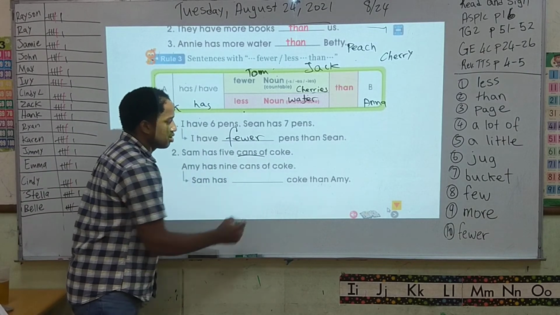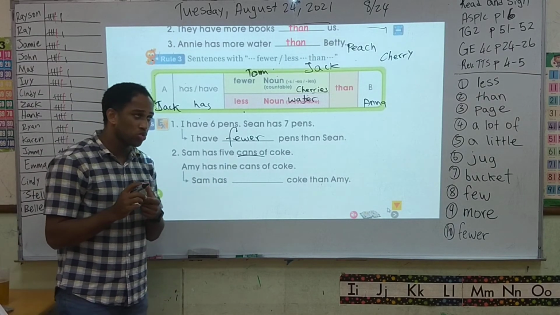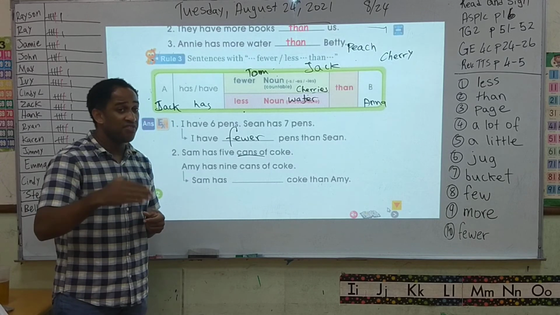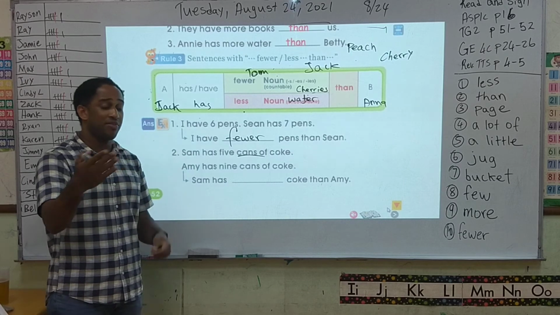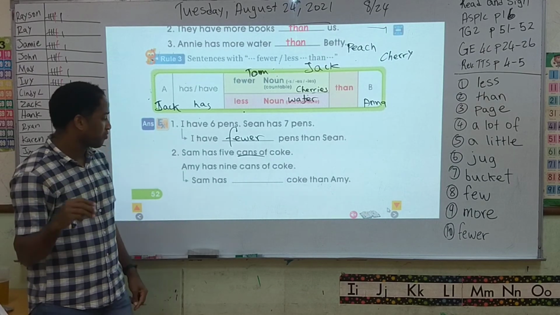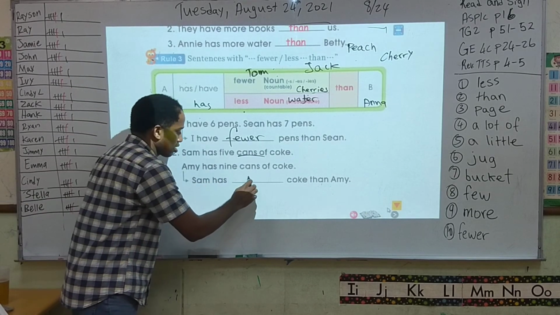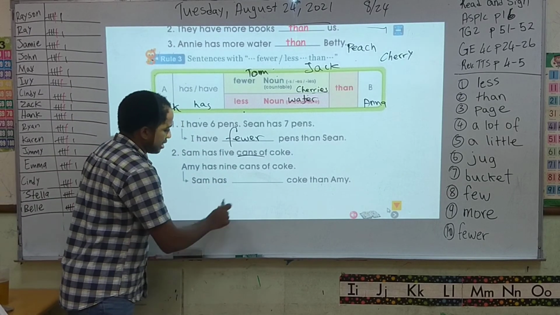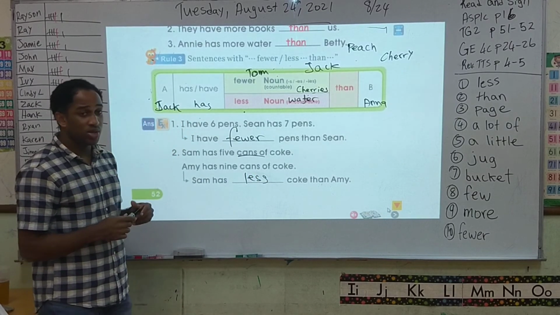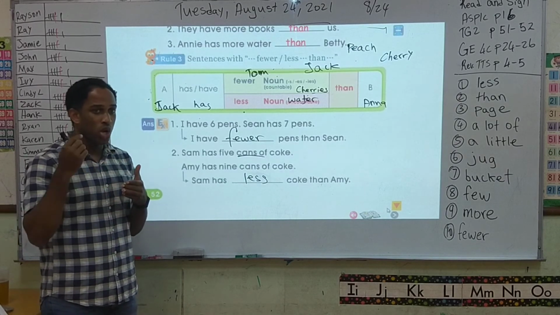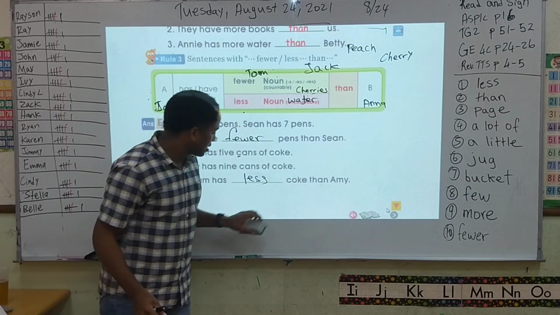Number 2, Sam has 5 cans of Coke. You see cans, but you cannot say 1 Coke, 2 Coke. You can say 5 cans of Coke, 5 bottles of Coke. Just like money. You cannot say I have 1 money, 2 money. You can say I have $5, I have $6. And Amy has 9 cans of Coke. So who has more? Sam has less Coke than Amy, because you cannot say one Coke, you can say one can of Coke, one bottle, using a container. Good. Now let's see the answer.